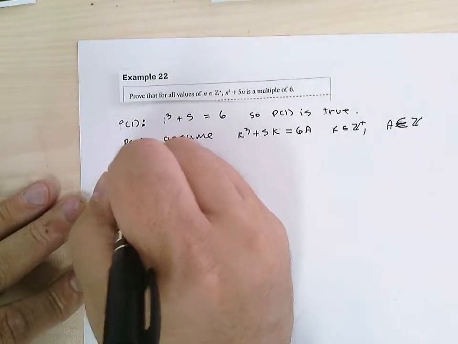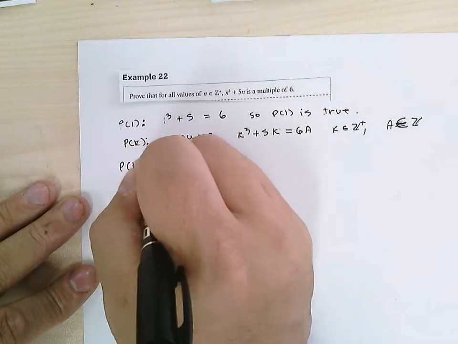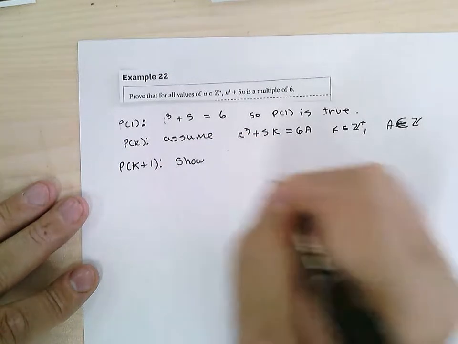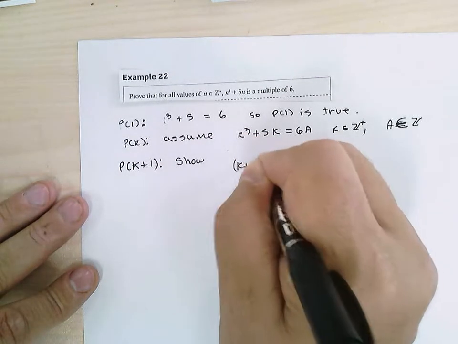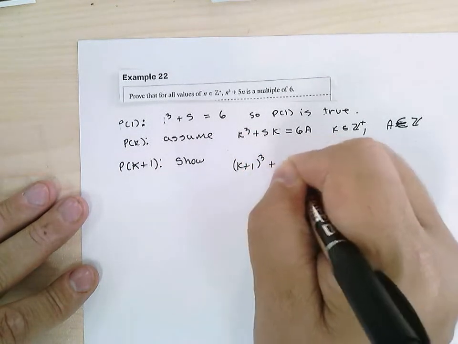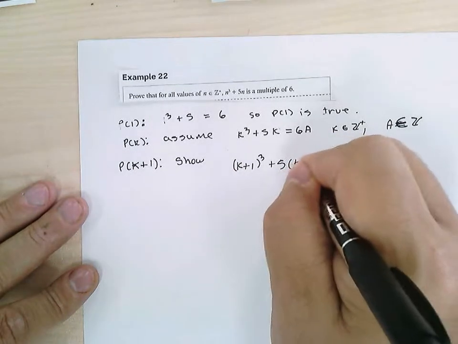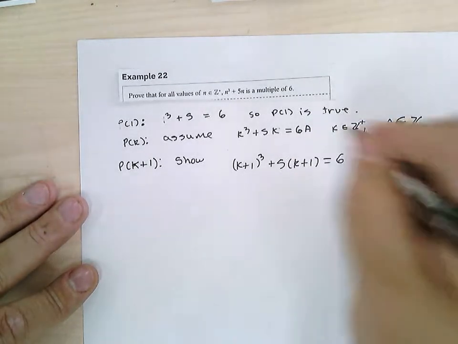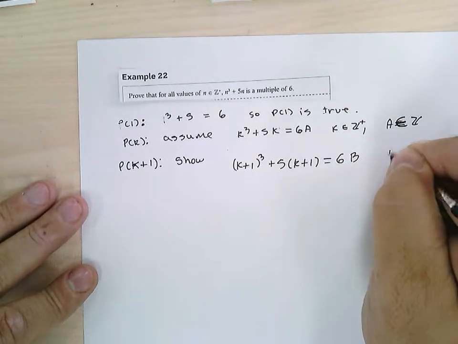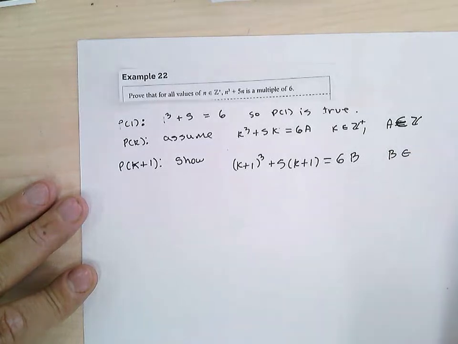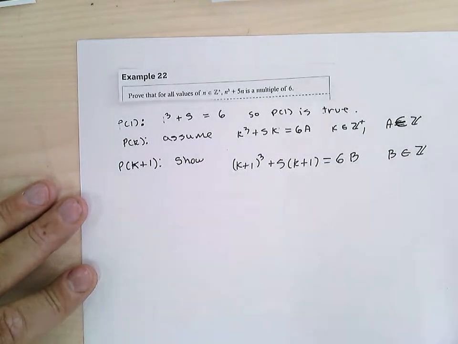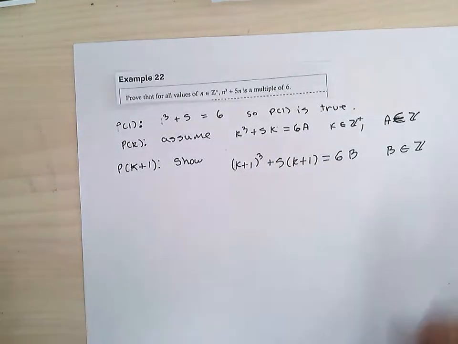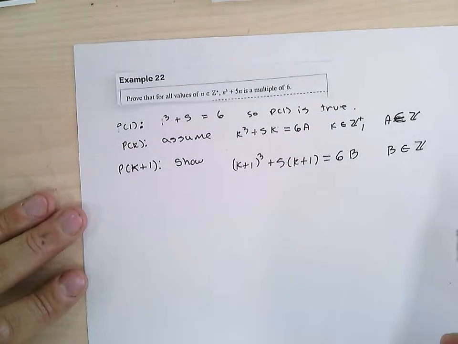Then we do the case of P of k plus 1, right? What I want to show is that k plus 1, which I basically plug into my expression up here, is also a multiple of 6. So I have to use a different letter. I don't want to use the same letter, so I'll go with b, but then I have to state that b is an element of the integers as well. Good. Now I've got to move things over and show that it's a multiple. So I'm just going to expand this out.